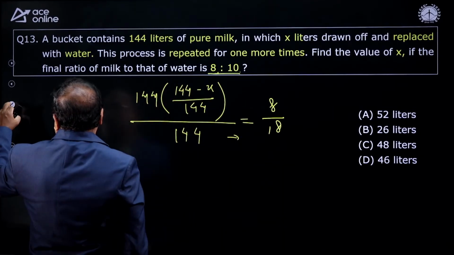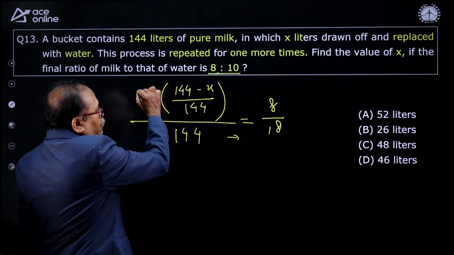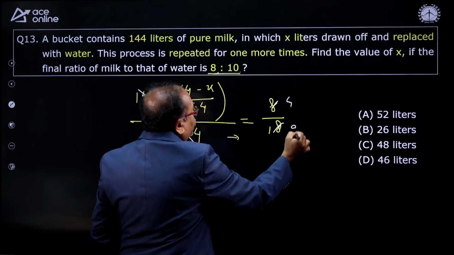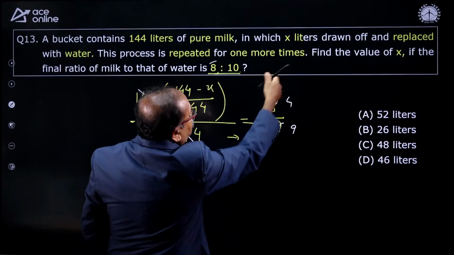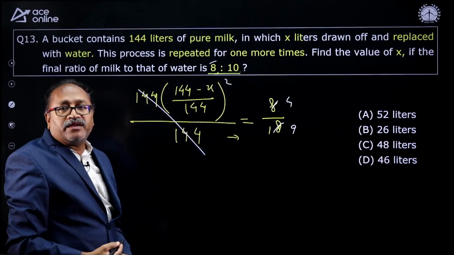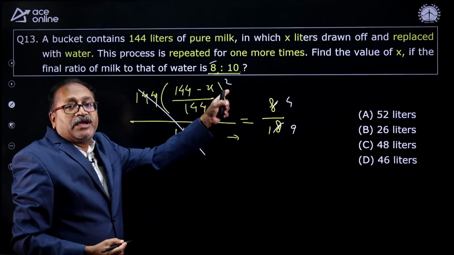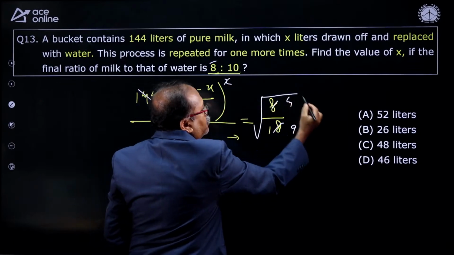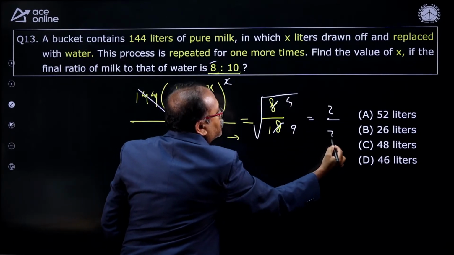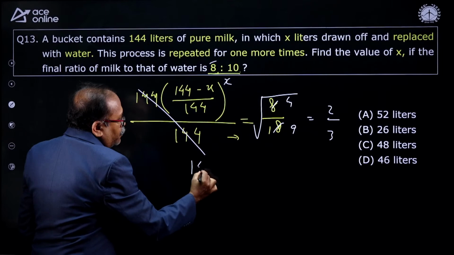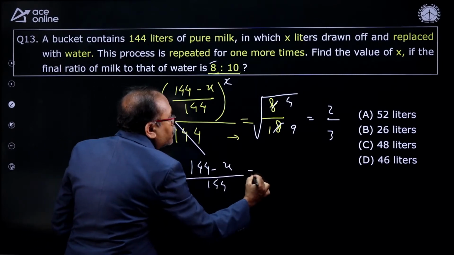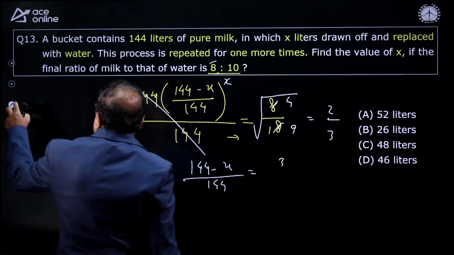Last question of the class. Let's go, so I notice that this gets cancelled over here. I notice that this is 4 and this is 9. And how many times is it done? 2 times, so to the whole power n, and here n is 2. So when you take out the 2, it becomes a square root, and then it is nothing but 2 by 3. So I get this as 144 minus x, my friends, by 144 is equal to 2 by 3.